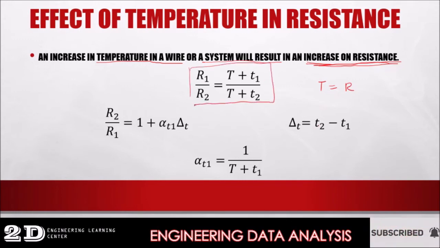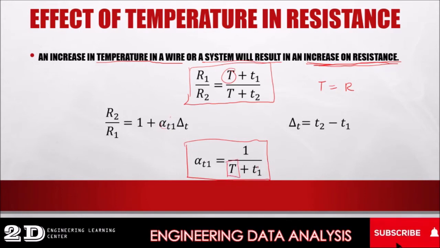Okay, so we have this formula. Ito yung formula. So pag given yung T, which is the absolute temperature, R1 over R2 is equal to T plus T sub 1 over T plus T sub 2. So yung T is the absolute temperature. Ito yung temperature na kung saan yung wire mo ay may pinakamababang resistance. It is between the wire becoming an insulator and a conductor, or some of them call that the wire becoming a semiconductor. So itong alpha T sub 1, ito yung formula niya. So it also involves the absolute temperature and your initial temperature. Ito namang delta T, this will just be the change in temperature, T2 minus T1, or final temperature minus the initial temperature.